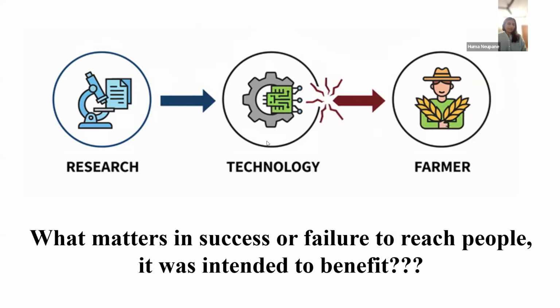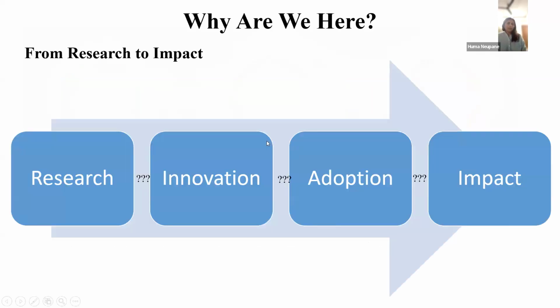Why we are here: if we think about this context, we see that we have research which generates knowledge, and we have innovations which transform this knowledge into practical solutions. And then there is adoption, occurring when people begin to use those solutions. And then there is impact, when the people use those solutions and improve their livelihoods, or there is improvement in nutrition, resilience, productivity, or well-being of the people.